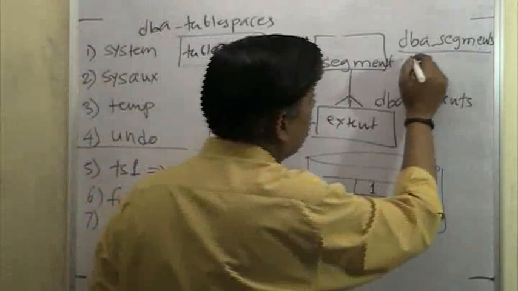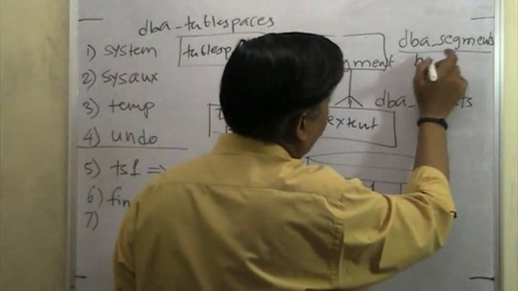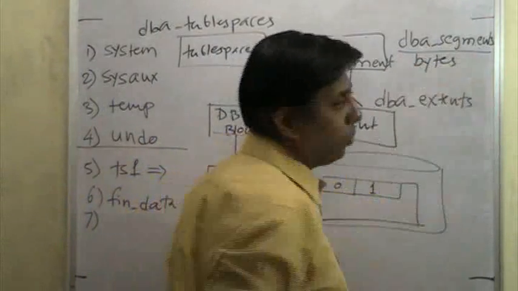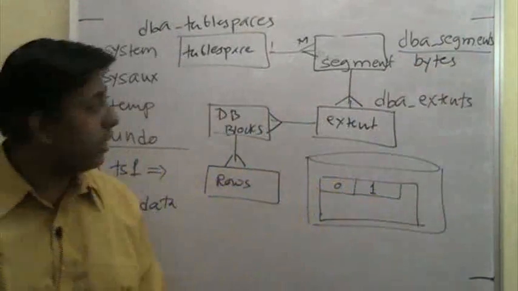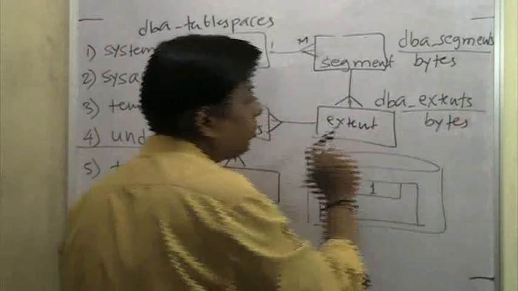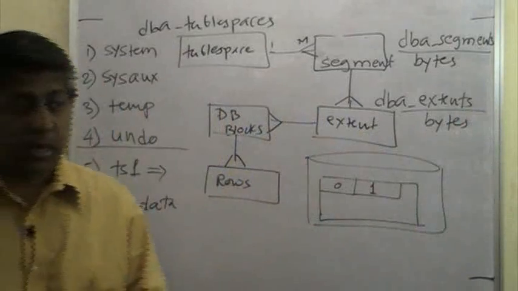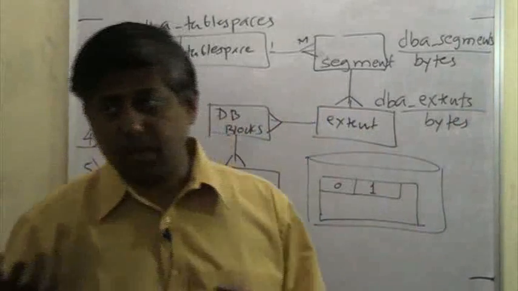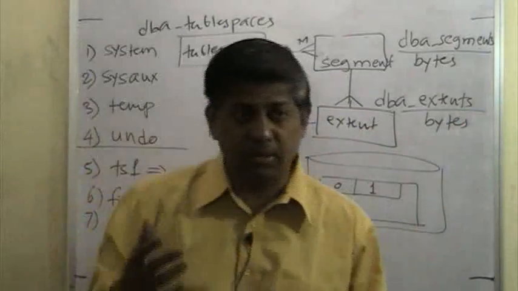So what is the important column there? There is a column called bytes, B-Y-T-E-S, which will tell you the size of that segment. There is also a column called bytes here, which will tell you the size of that extent. So there are two ways to find out the size of the table.